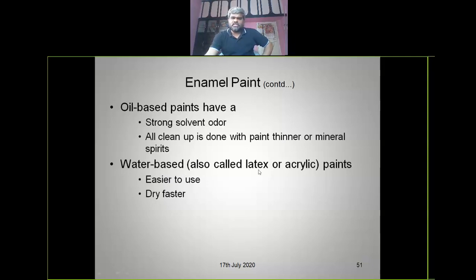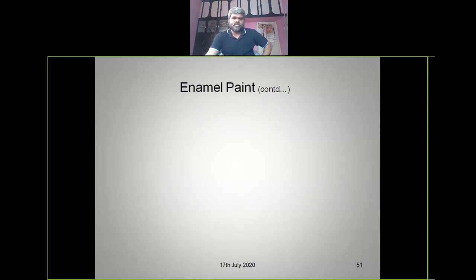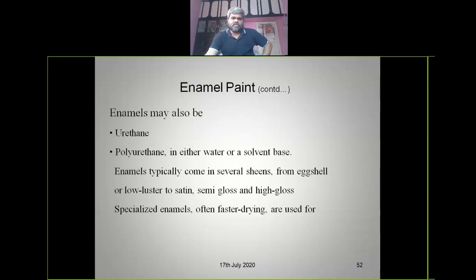Water-based, also called latex or acrylic paints, are easier to use, dry faster, and have fairly low odor. Some enamels are heat resistant also. Enamels can also be urethane or polyurethane in either water or solvent base. Enamels typically come in several sheens from eggshell or low luster to satin, semi-gloss or high gloss. Specialized enamels, often faster drying, are used for painting appliances and flooring also.